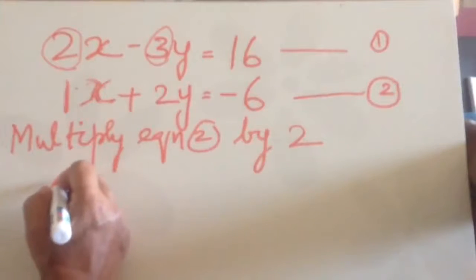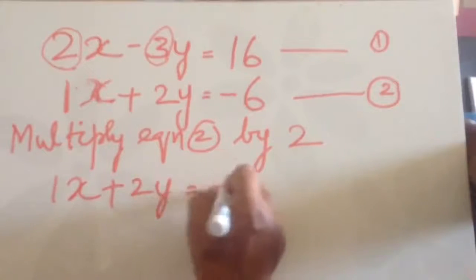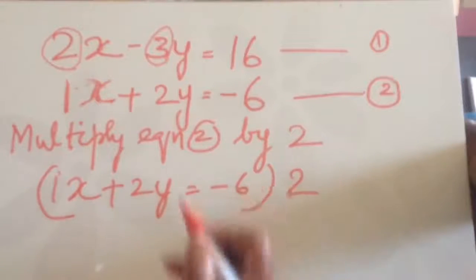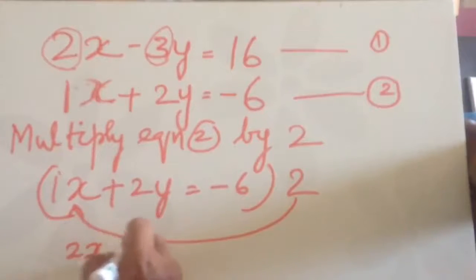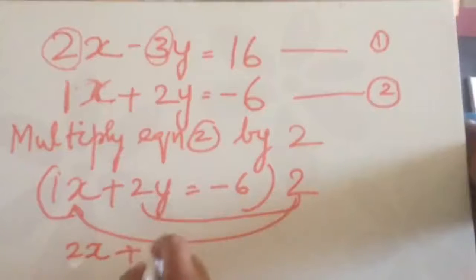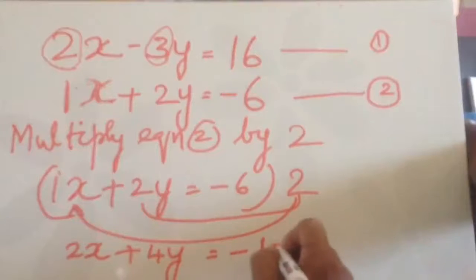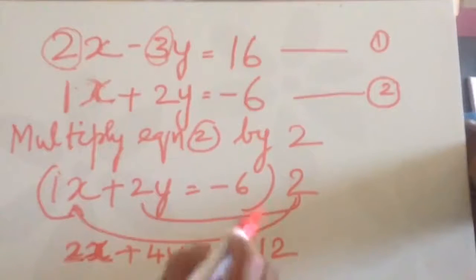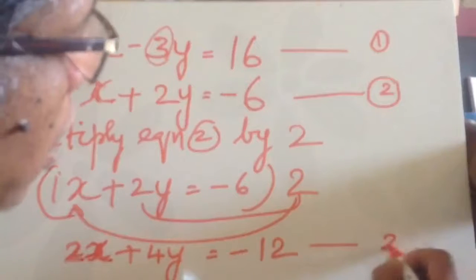So 1x plus 2y is equal to minus 6. The whole thing you multiply by 2. First, 2 into 1x is 2x. 2 into 2y is 4y. And what is 2 into minus 6? It is minus 12. So the new equation which we have arrived at for equation 2 is 2x plus 4y is equal to minus 12. We name this as equation 2.